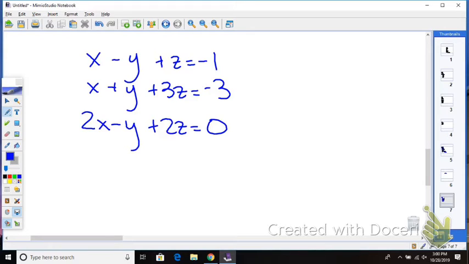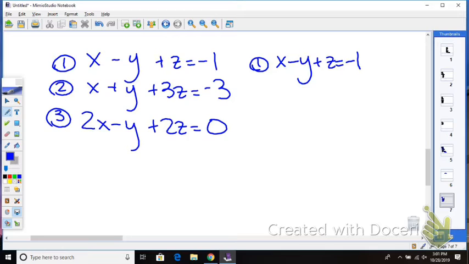So, as a class, let's name these. We'll name this one 1, this one 2, and this one 3. What variable am I going to try to eliminate for my 4 and 5? Y. Good choice. So should we start with 1 and 2? Good choice again. So equation 1 is x minus y plus z equals -1. And equation 2 is x plus y plus 3z equals -3.